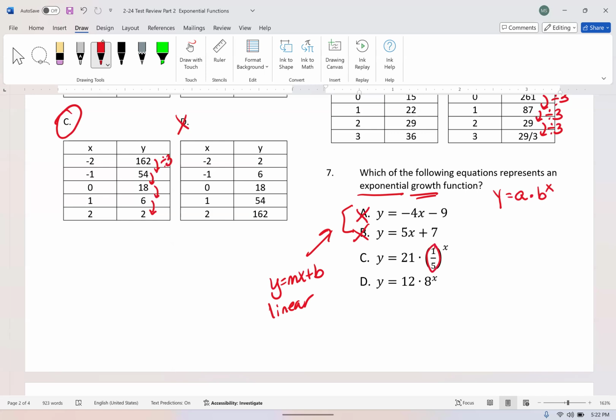So this number tells me what the multiplier is. The multiplier on this one is 1/5, whereas the multiplier on this one is 8. So multiplying by 1/5 is really the same thing as dividing by 5. This is a decay. We want a growth. Multiplying by 8 is going to grow the function.